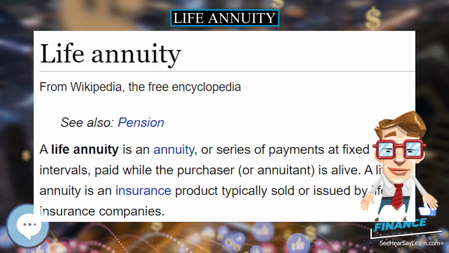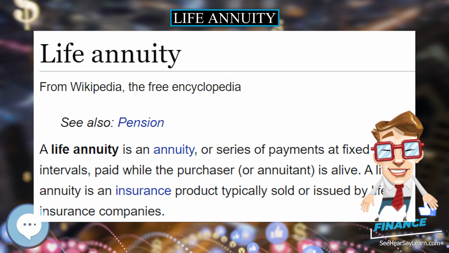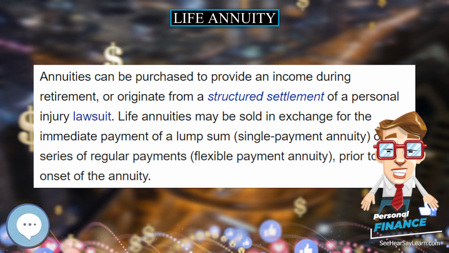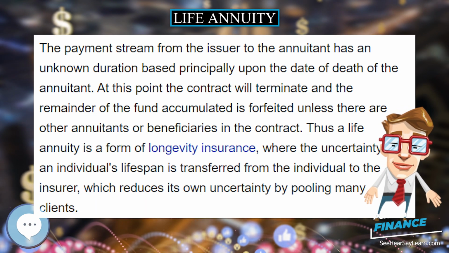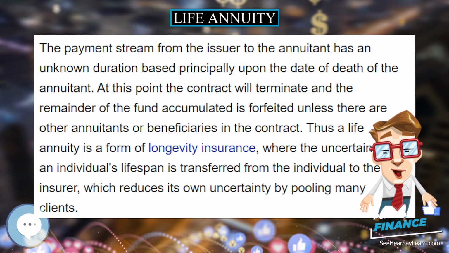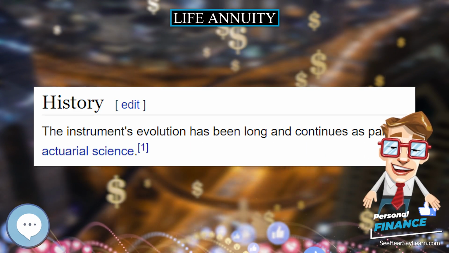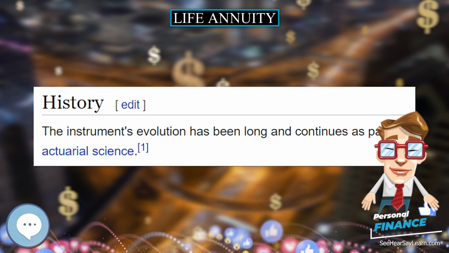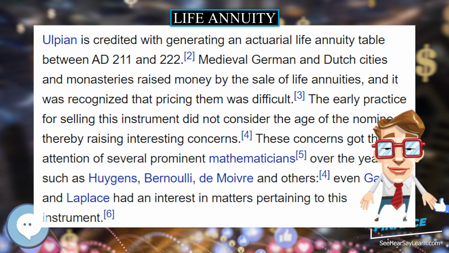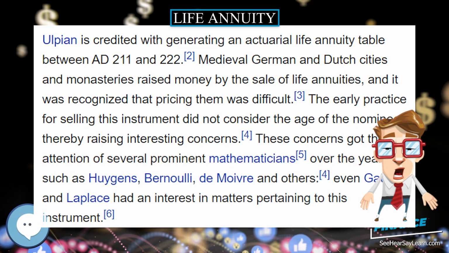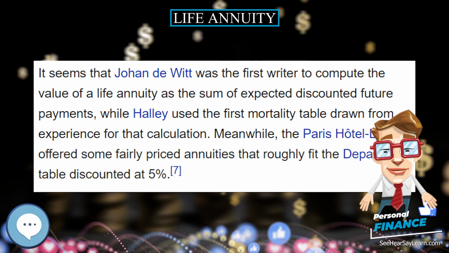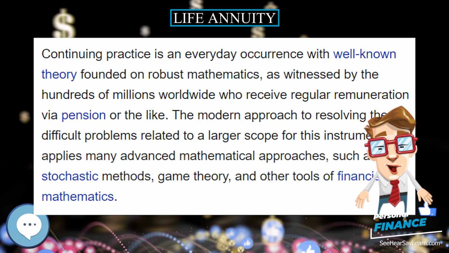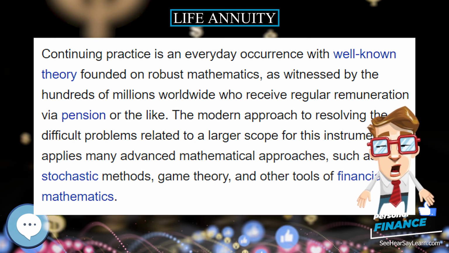Life annuity. A life annuity is an annuity, or series of payments at fixed intervals, paid while the purchaser, or annuitant, is alive. A life annuity is an insurance product typically sold or issued by life insurance companies. Annuities can be purchased to provide an income during retirement, or originate from a structured settlement of a personal injury lawsuit.